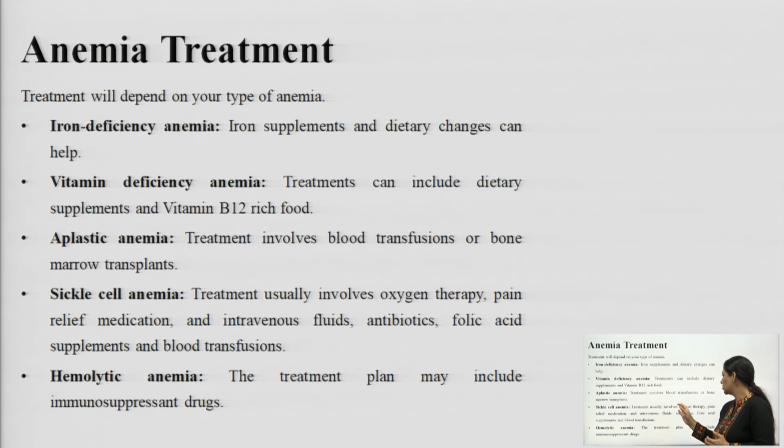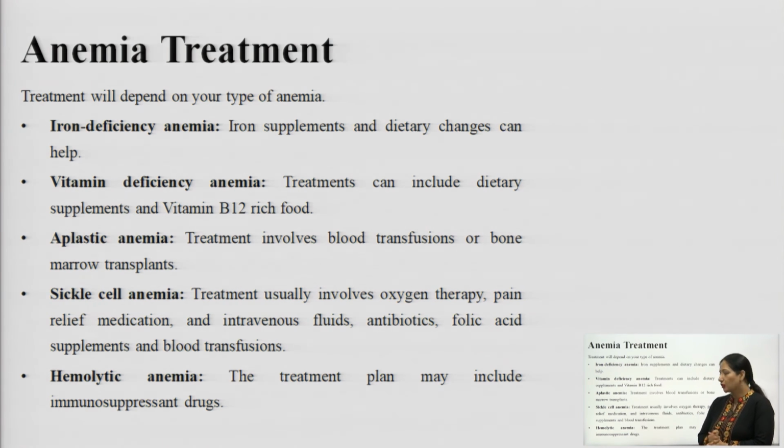And in this condition, oxygen therapy, painkillers, because that person has joint pain, excess joint pain, so painkillers, some intravenous fluids, antibiotics, folic acid, and sometimes blood transfusion may also be given to the patient. So for the treatment of sickle cell anemia, these methods may be provided to the patient to overcome the disease symptoms or to give more benefit to the patient.